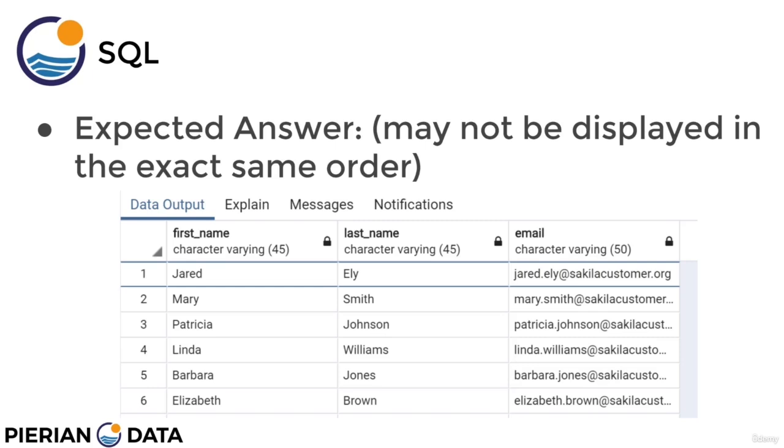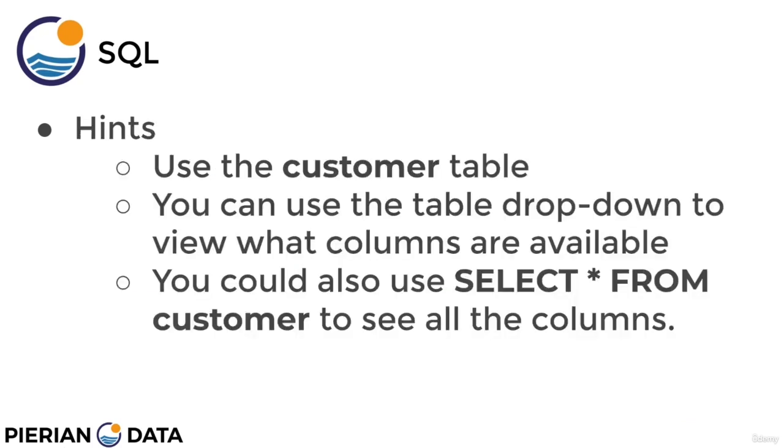Okay, so coming up next are some hints. So here come the hints. The hint is that you'll want to use the customer table if you haven't figured that out already, and you're going to need to figure out what columns you want in the customer table. So there are different ways you can do that.